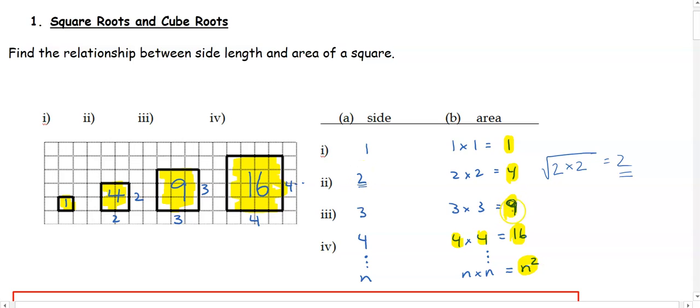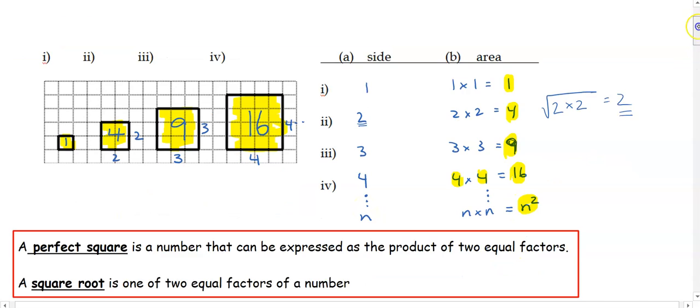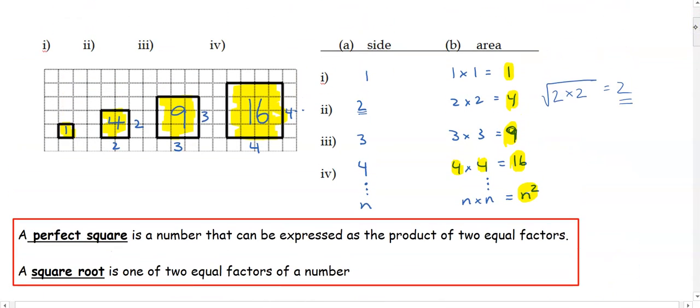So the square root of 4 is the side length of the square. The square root of area 9 is the side length of the square. Okay, so a reminder, a perfect square or square number is a number that can be expressed as a product of two equal factors. A square root is one of those two equal factors, right? The factors don't actually have to be numerical, they could be variables. n squared is a square number because it can be written as the product of two equal factors, one of those factors being n.